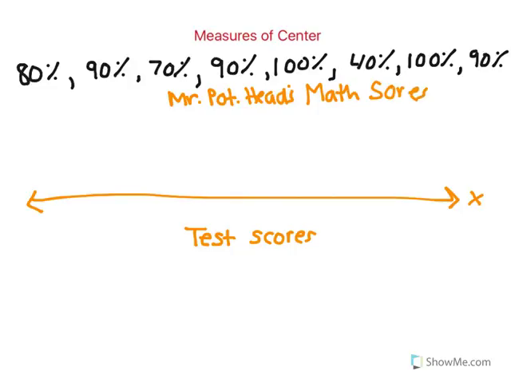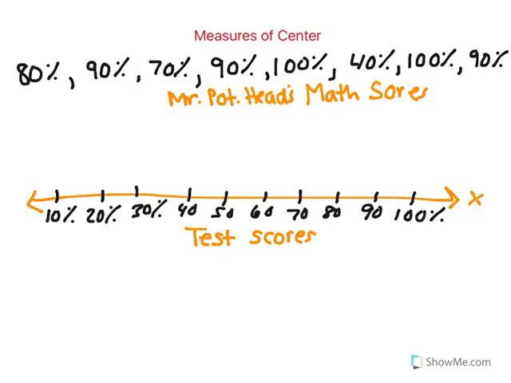I also need a scale on that x-axis, so since these are all multiples of 10, I can make my scale go by tens. So you could get a 10%, a 20%, and so on. And I'm going to go ahead and put on my plots. So I see that Mr. Potato Head got an 80%, he got a 90%, he got a 70%. Then he got another 90, and then he got a 100, then he got a 40, ooh boy. Then he got another 100, and then he got another 90.